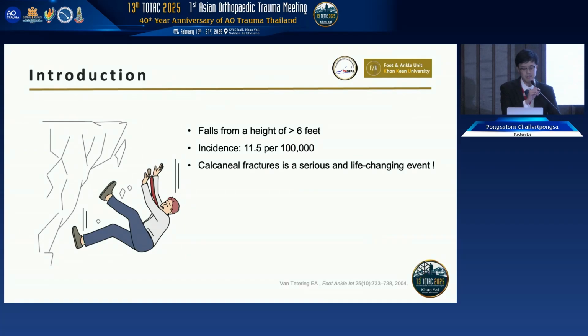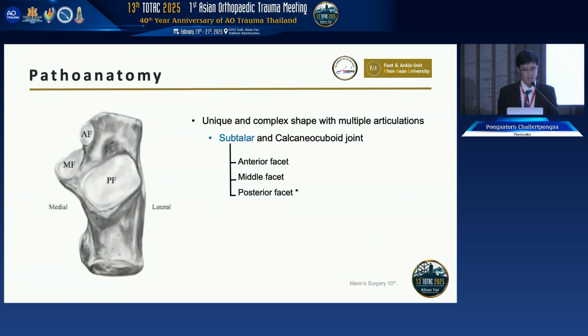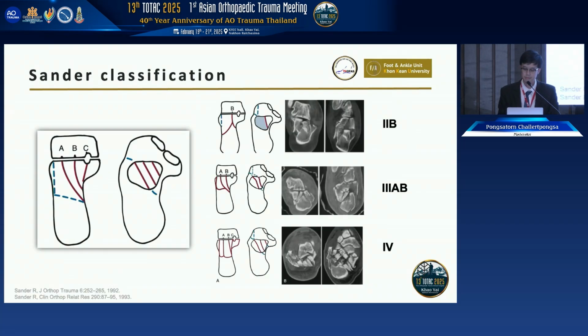Calcaneal fracture is frequently caused by falling from a height over 6 feet. It is one of the big concerns in trauma because it has been reported to worsen general health outcomes more than other orthopedic injuries. The calcaneus has a unique and complex articulation, and most intra-articular fractures involve the posterior facet, which is the largest and functions as a major part of weight bearing.